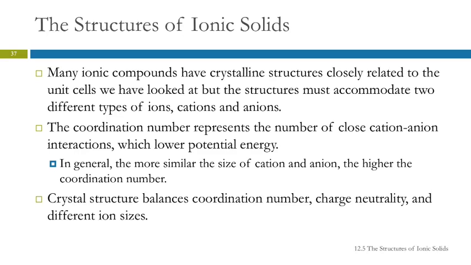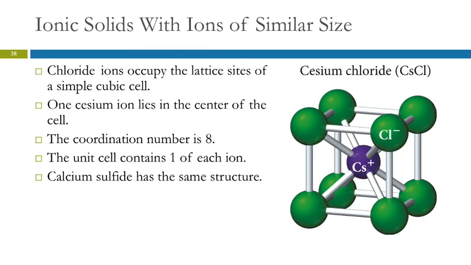In general, if the cation and the anion are more similar in size, you'll get a higher coordination number. If they are very different in size, you'll have a lower coordination number. So we're going to look at these very generally. So if we have ionic solids where the ions have similar size, an example of this is cesium chloride.